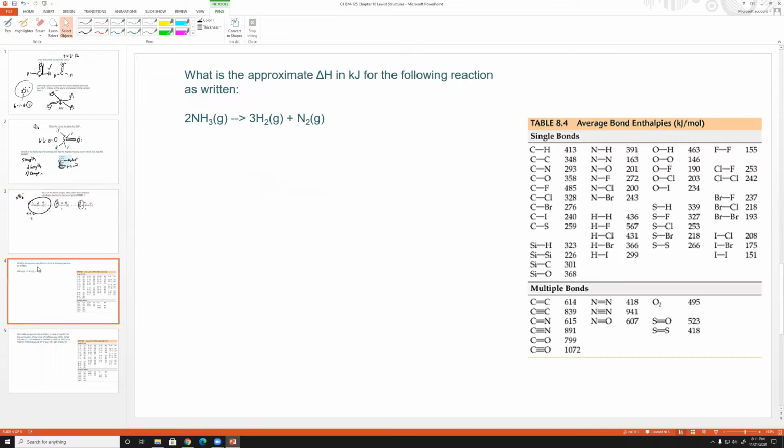Moving on. So what's the approximate delta H in kilojoules of the following reaction as written? For this, we are going to use the idea of bonds broken minus bonds formed. So for this, we need to have an understanding of Lewis structures, and we need to have this chart on hand, the one that's on the right side. And this will be given to you when you need to solve problems involving it.